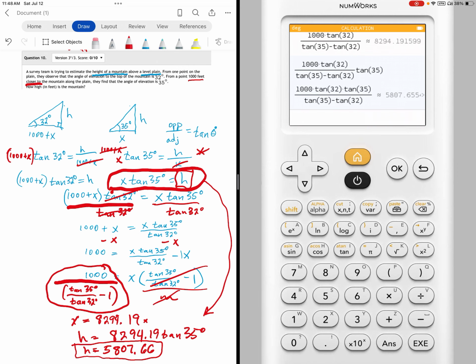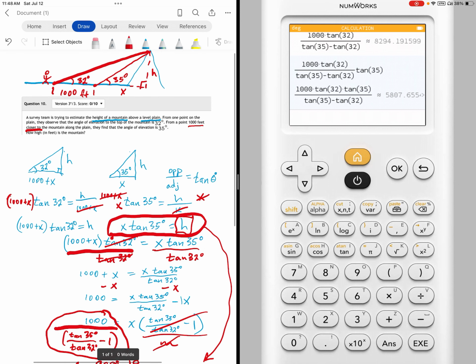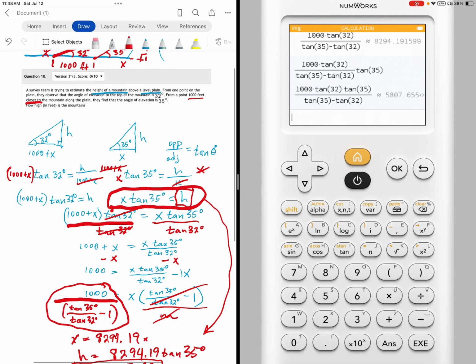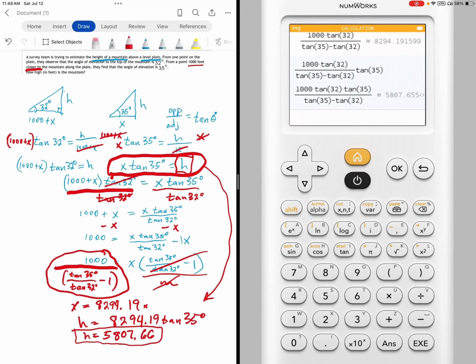Getting a little complicated, but the key is start with drawing a picture. We've got two triangles, we've got two unknowns. We set up two equations, and then we solve those simultaneous equations. Something we did in algebra actually quite a bit. So a mix of algebra and trig. In this case, maybe the algebra part was more complicated than the trig part, but we needed to know both to solve these types of problems.